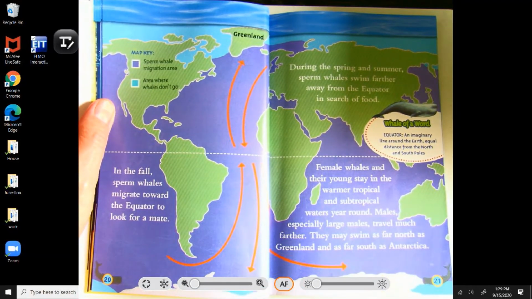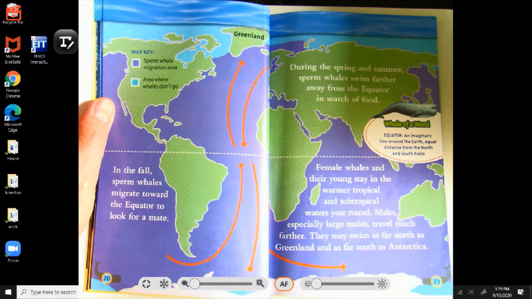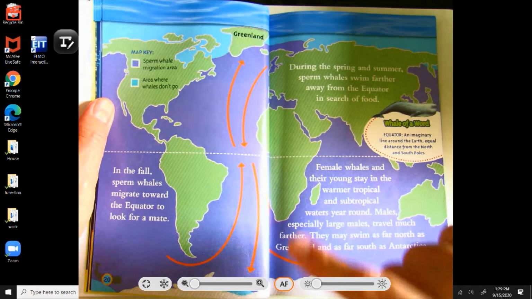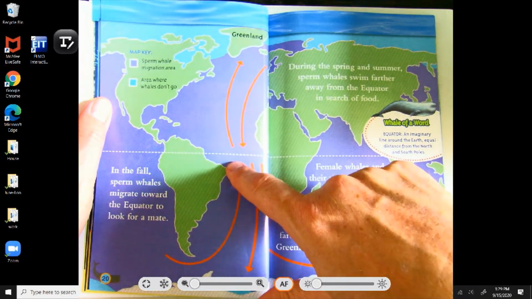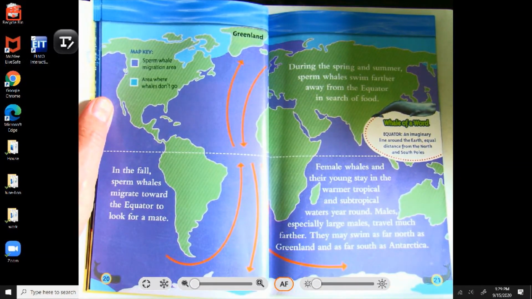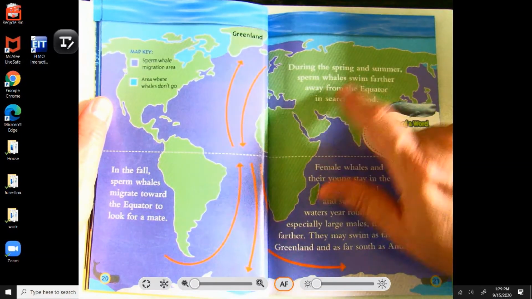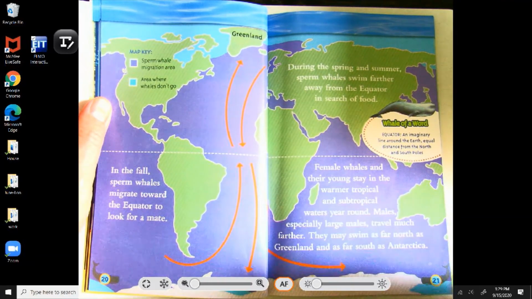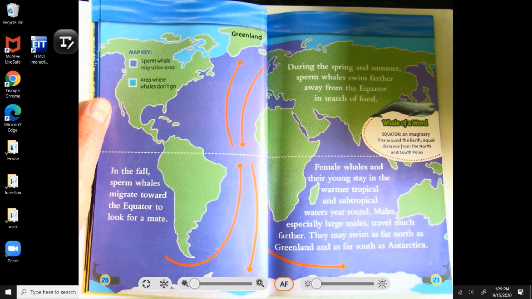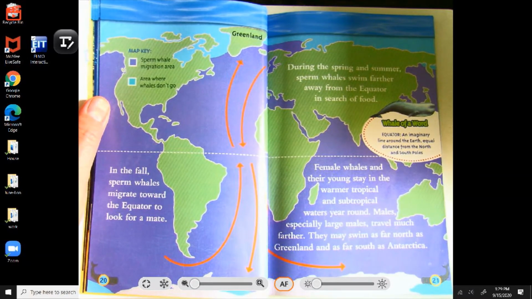In the fall, sperm whales migrate toward the equator to look for a mate. So in the fall, they're going right toward the equator, right towards where it's warmer. During the spring and summer, sperm whales swim farther away from the equator in search of food. Female whales and their young stay in the warmer tropical and subtropical waters year-round.